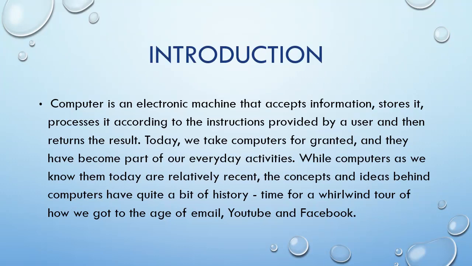Computer is an electronic machine that accepts information, stores it, processes it according to the instruction provided by the user and then returns the result. In previous lectures, we discussed the IPO cycle. You know very well we provide data to the computer as raw facts and figures. Computer processes it, and after the processing, computer gives us the final result.